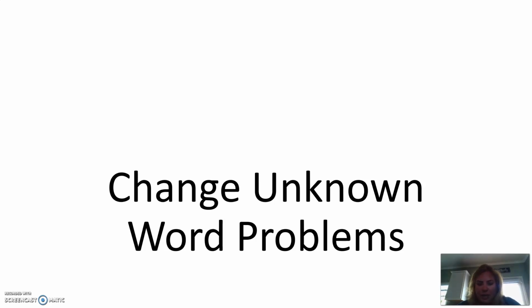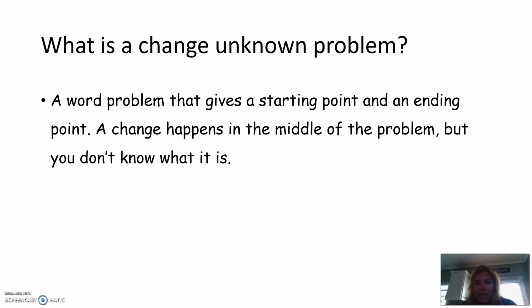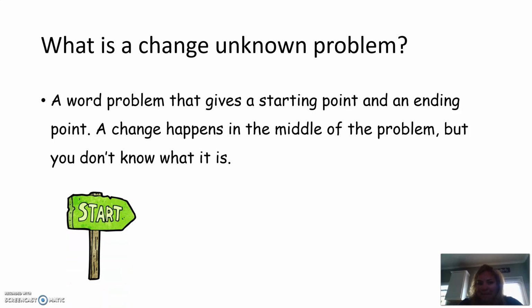So if you could see, we're going to start here with our change unknown word problems, and you see that question mark. All right, that's what we're going to be solving for, okay? It's not necessarily going to be at the end of that number sentence, okay? So what is a change unknown problem? It's a word problem that gives us a starting point and an ending point. And a change happens in the middle of the problem, but you don't know what it is.